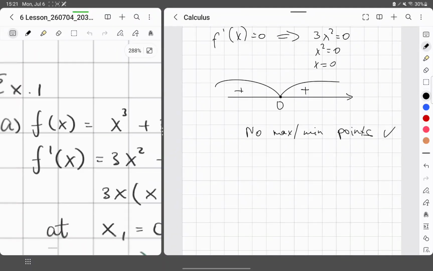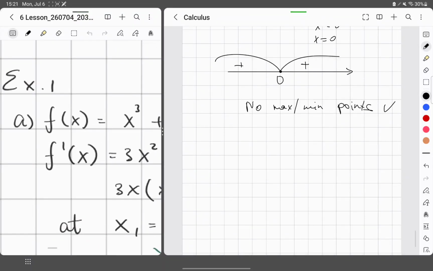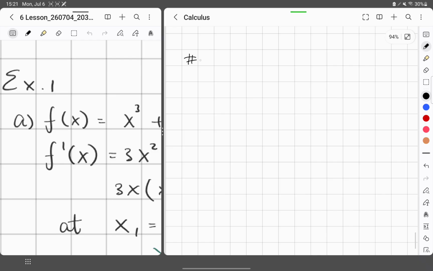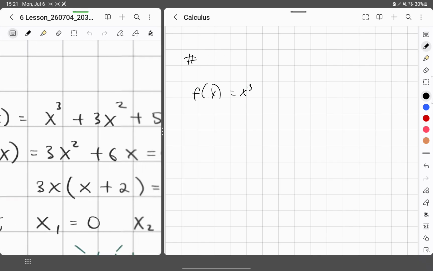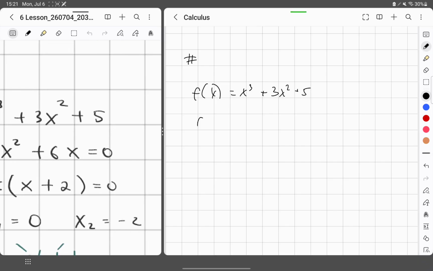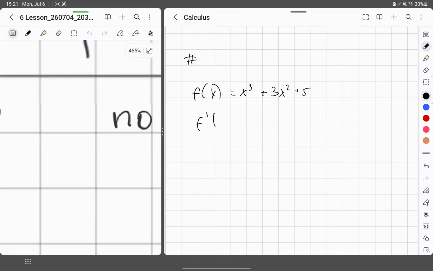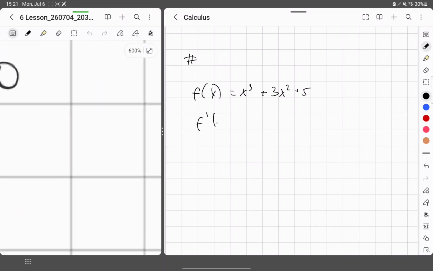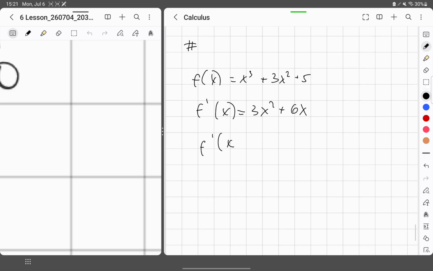Let's do this one. It seems really interesting. f of x equals x cubed plus 3x squared plus 5. Firstly, find the derivative of this function. It will be 3x squared plus 6x, and it will be 0.